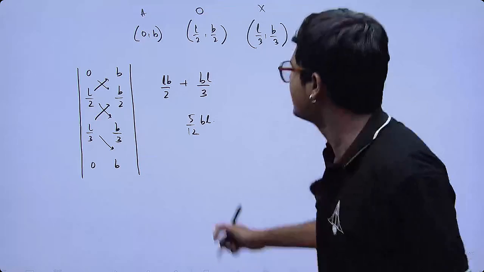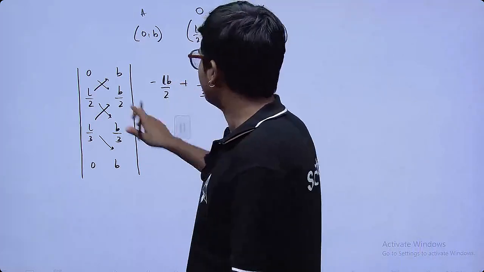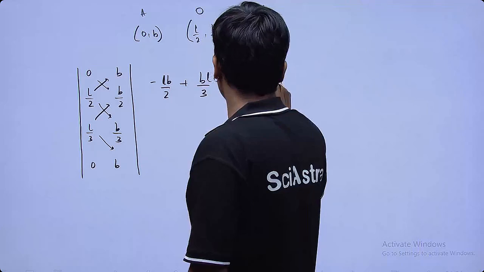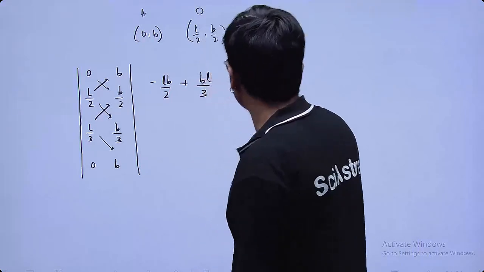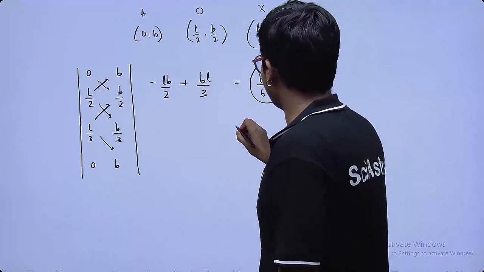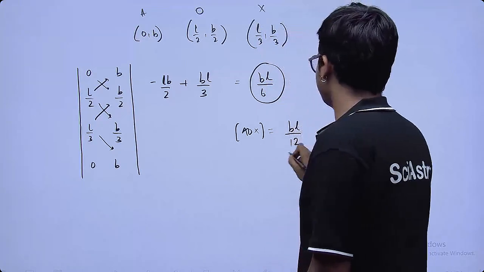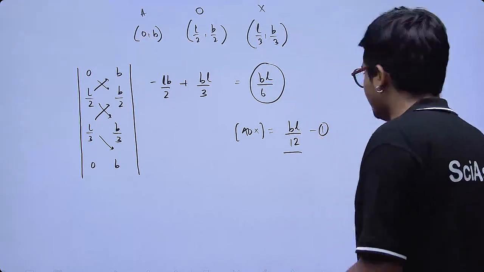Sorry. This should have been a minus. Yeah, my bad. Yeah, I mean, this is going to be 0. This is minus, right? So this is what you're getting. So that's nothing but BL by 6 here. Yeah. My bad. Okay. So what is the final area of this? So area of AOX, this turns out to be BL by 12, right? That's one. What is the other one you want to find?